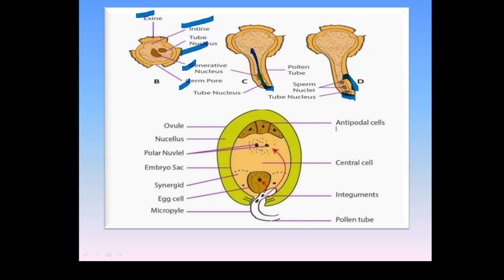So these are the antipodal cells. Please remember it. Antipodal cells are opposite to the micropyle. Okay, these are the synergids. This is the egg cell, micropyle, embryo sac, polar nuclei.